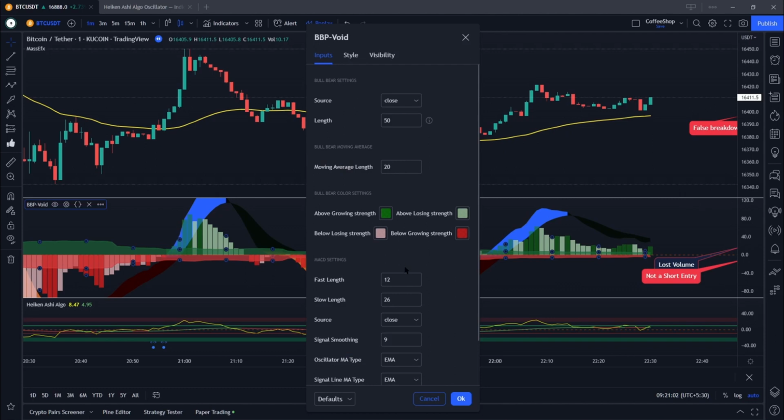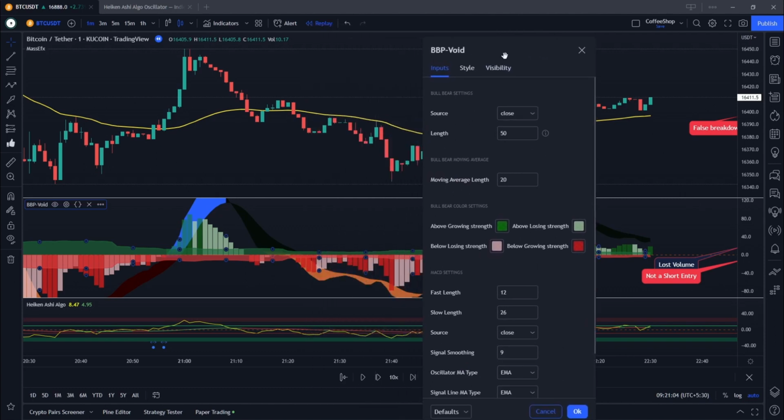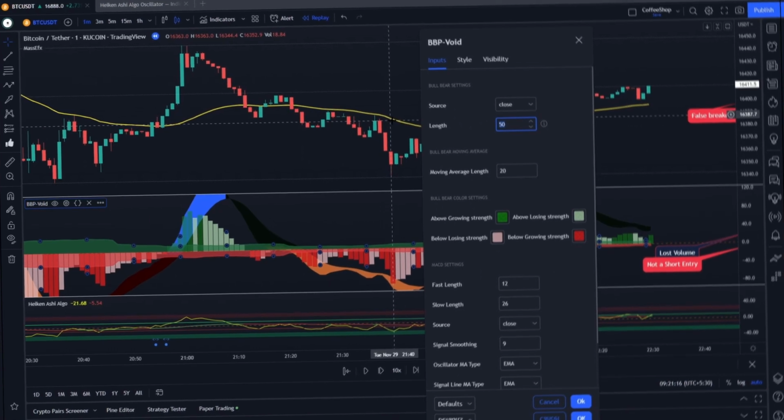So you have to go into your settings. If you are trading off of a 50-period moving average or a 20 or a 15 or what have you, you need the length of your bull bear setting to match that moving average. So I have mine set to a 50.